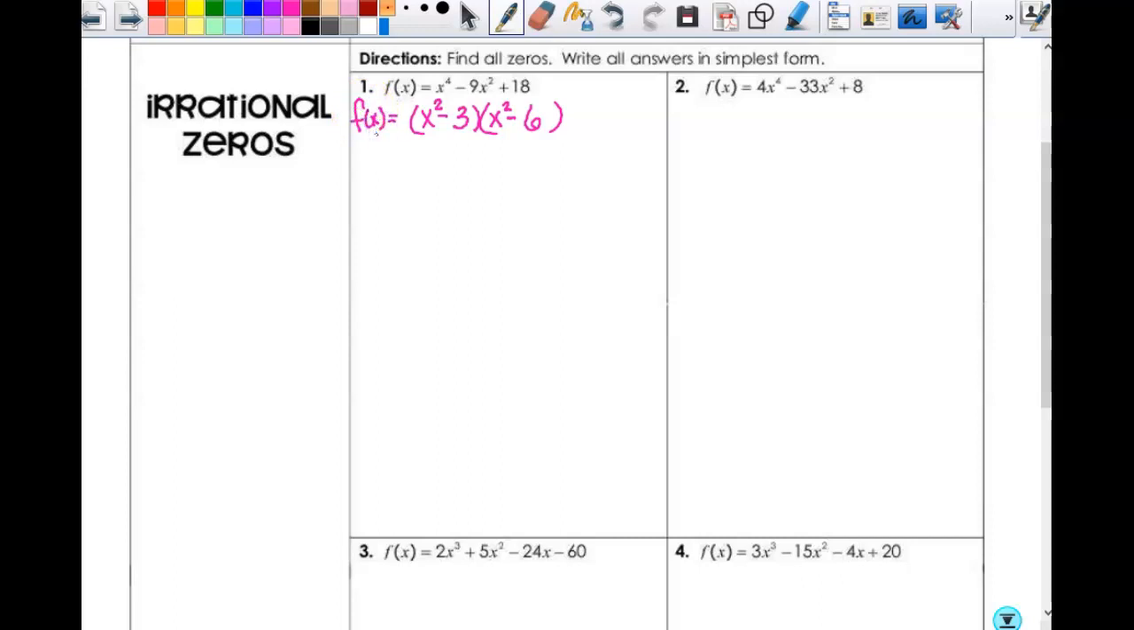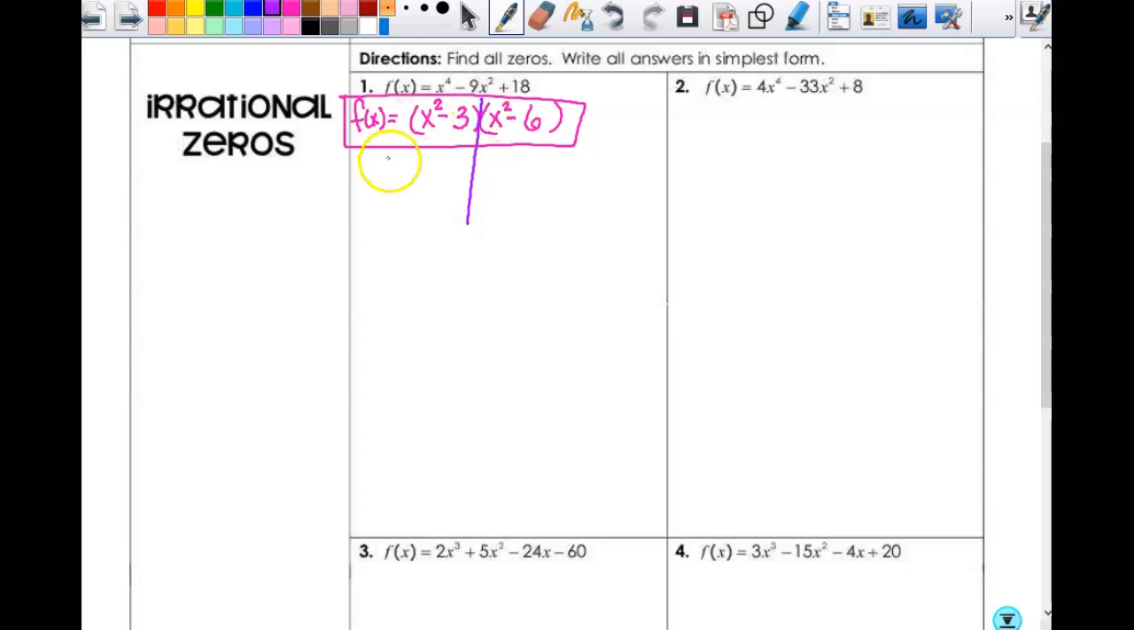I cannot factor it anymore. This is not a difference of squares. This is a perfect square, but this is not. This is a perfect square, but this is not. So this is as much as I can factor it. That is my fully factored form. Then I need to find my zeros. So from this, here are my 2 sets of zeros.